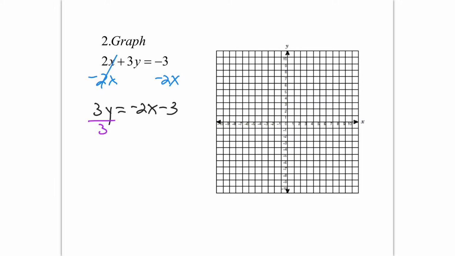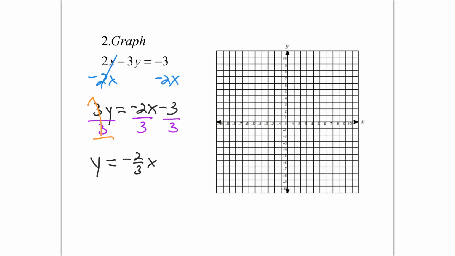I'm going to divide by 3 because I want y by itself. If you divide the left side by 3, you have to divide everything else by the same number, by 3. This would turn into 1. So I have my y here, and we have negative 2/3x.